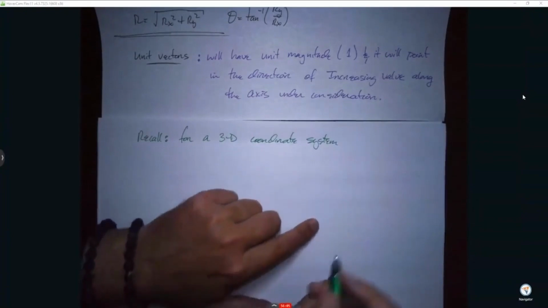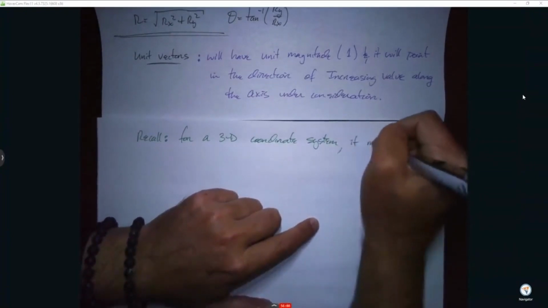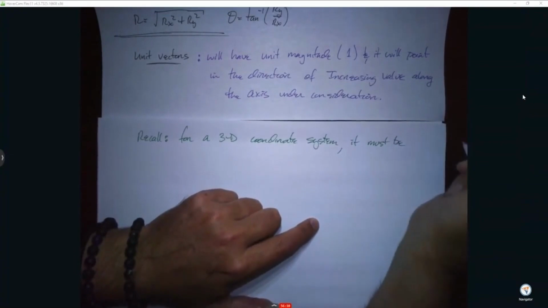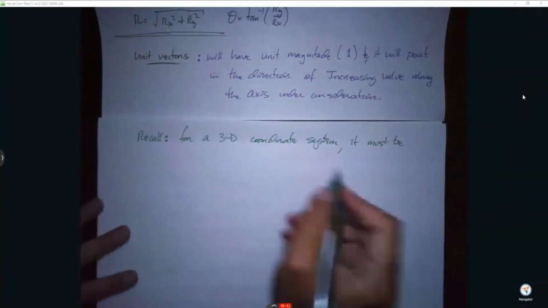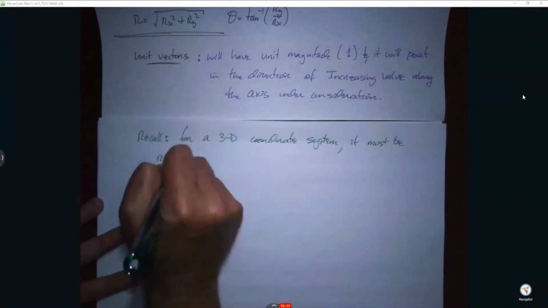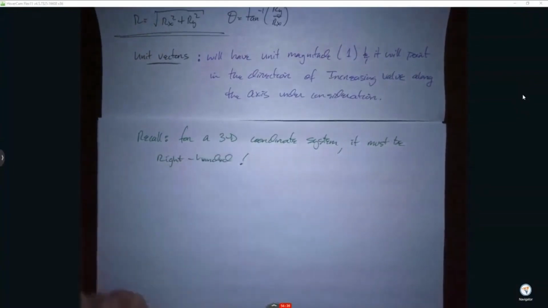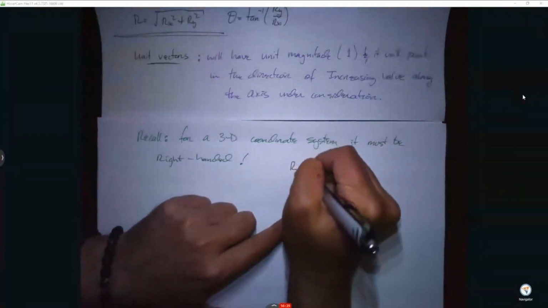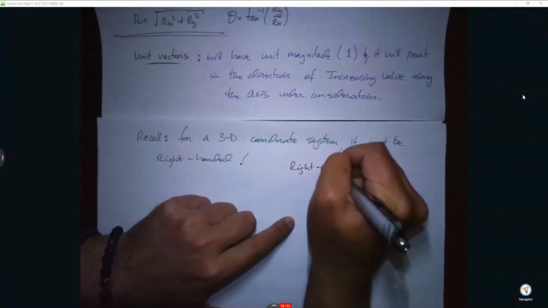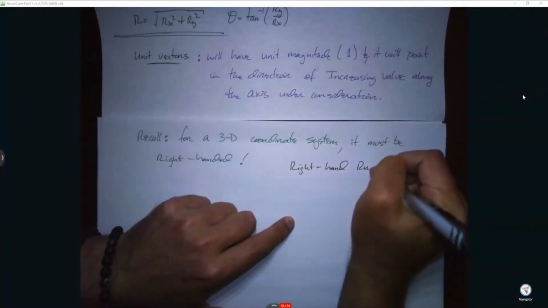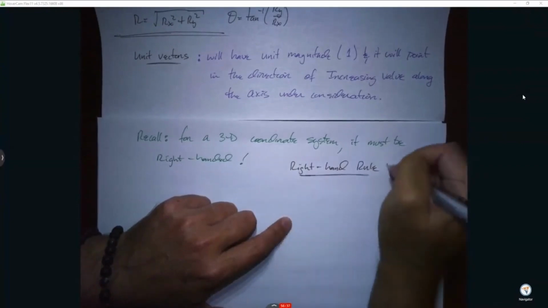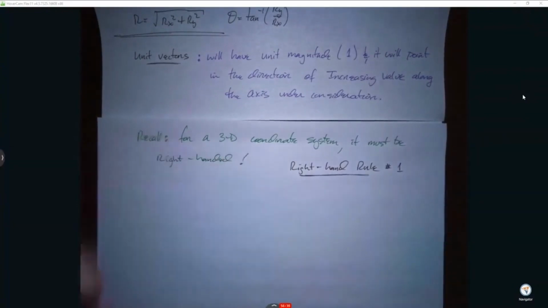is that for a three-dimensional coordinate system, it must be right-handed. Okay, so that's a convention that has been already selected, and so we have to maintain that choice. And so what you get is the right-hand rule. I always call this one right-hand rule number 1.